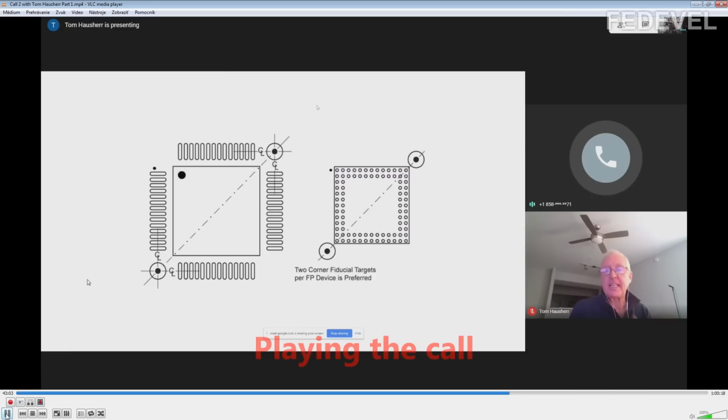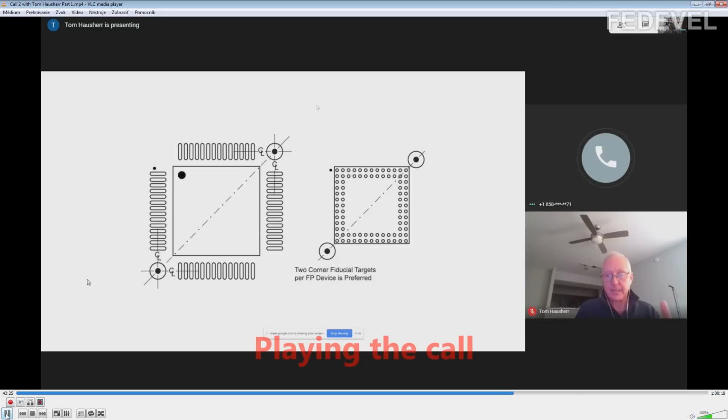Local fiducials, this is in the IPC 782, okay? And they give you guidelines about where to put the local fiducials. But we used to do this in the 1980s and the 1990s or whatever. Today when we talk to assembly shops, they're saying, please leave the fiducials off. There's no need for them.